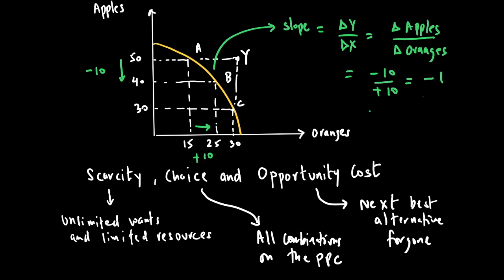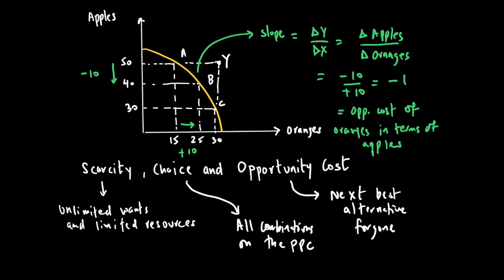And that would mean this is opportunity cost of oranges in terms of apples, right? So in short, the slope of the PPC tells us this opportunity cost.